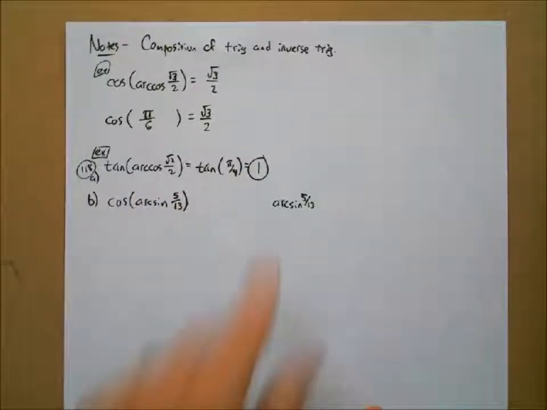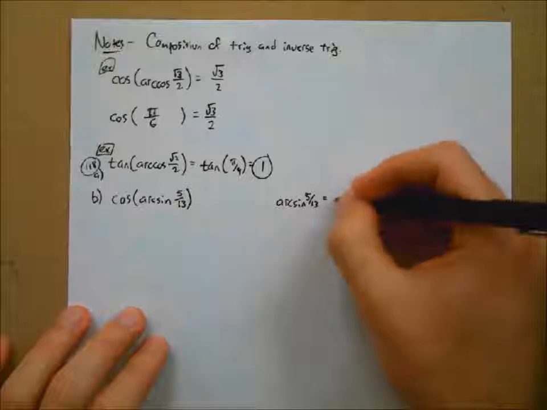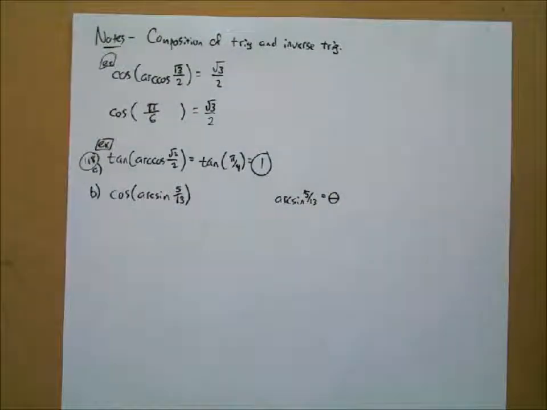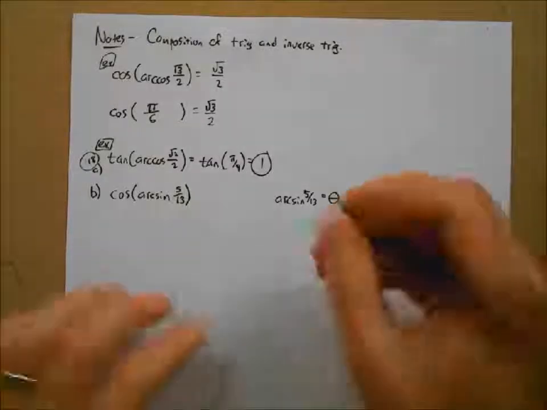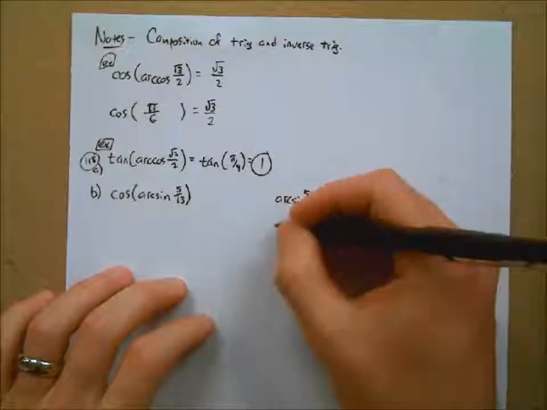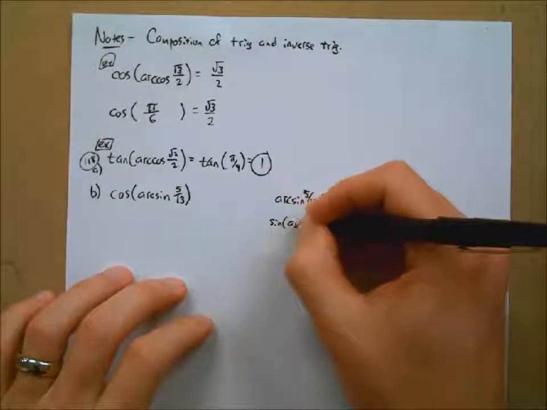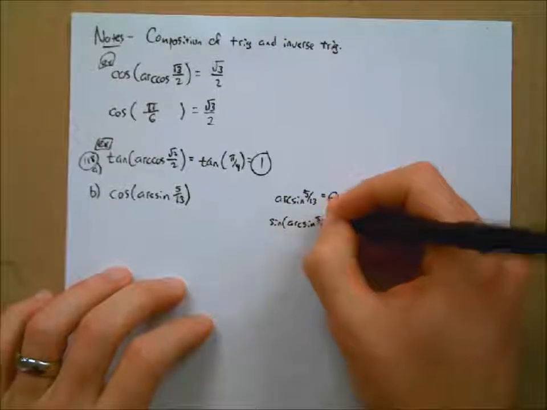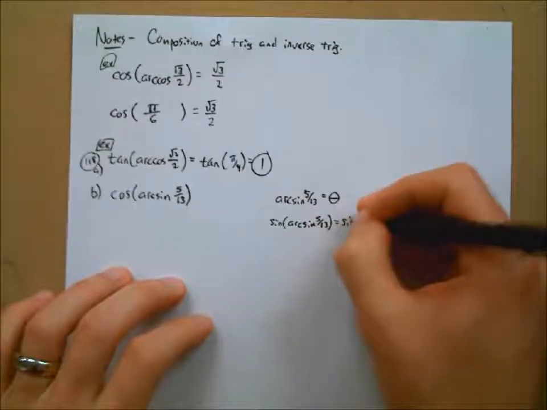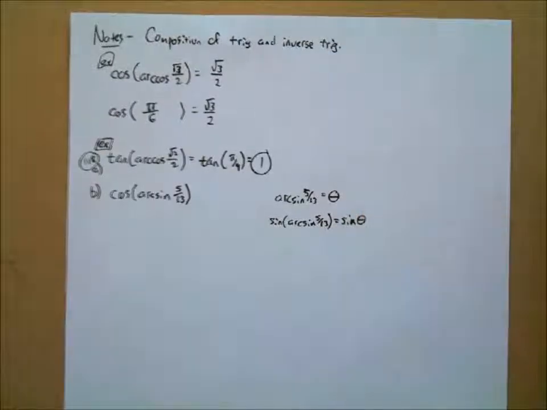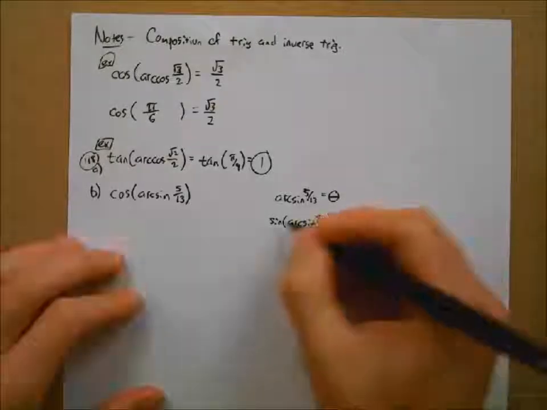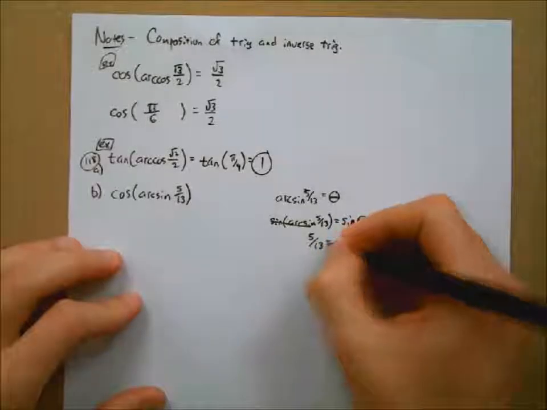We don't know what it is, because it's not on the unit circle. So let's just say it's some generic angle theta. If this statement is true, then we can also take the sine of both sides: sine of the arcsine of 5/13 equals sine of theta. And of course, we know that sine and arcsine cancel out. So we're left with 5/13 equals the sine of theta.